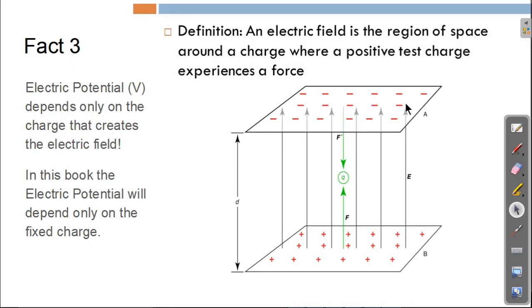and they are responsible for the electrical potential that will give us the potential energy for any particle that you put in there to move. Okay. In this book, the electric potential will depend only on the fixed charges. For this book, the fixed charges will create the electrical field that will provide the electrical potential to give us potential energy later. Another definition: an electrical field is the region of space around a charge where a positive test charge experiences a force. So there you go. This area right here is your electrical field.